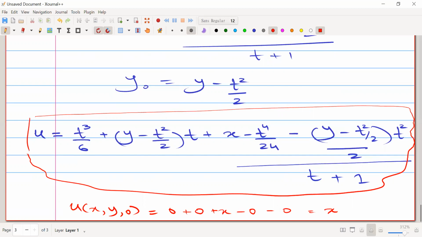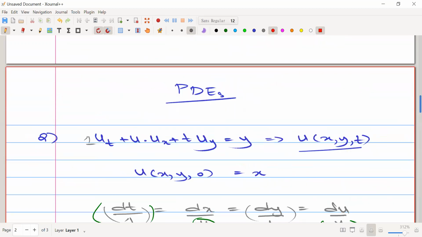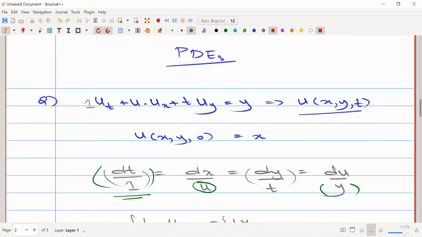So this is the construction of the solution for a quasi-linear first order partial differential equation in more than 2 dimensions, or you can say having more than 2 independent variables, like in this case.